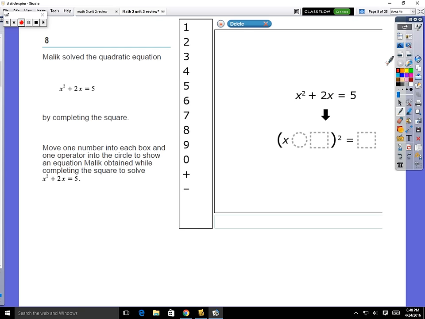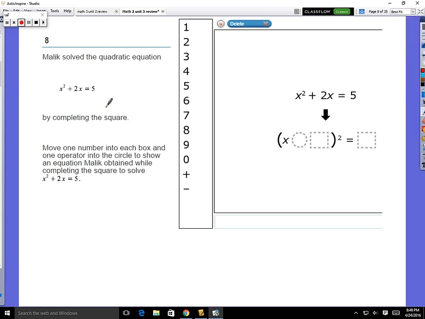8. Completing the square. Here we go. That means they gave you a bogus c.